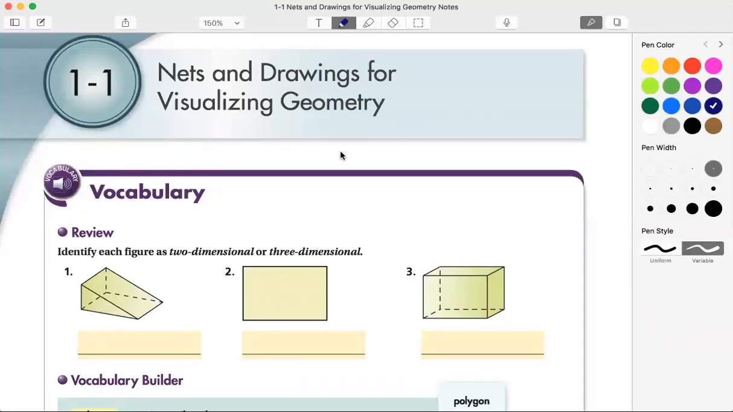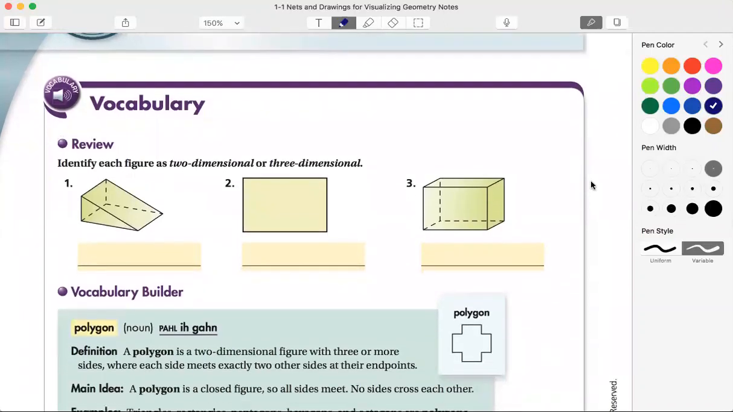All right, hello. So this is going to be section 1-1, and the title of the section is Nets and Drawings for Visualizing Geometry. And we're going to go through the notes here. So this is a little bit of review. So we're just going to quickly review what type of figures these are represented. So are these two-dimensional figures or three-dimensional figures? So in number 1, we have this figure, and as you can tell, it is a three-dimensional figure.